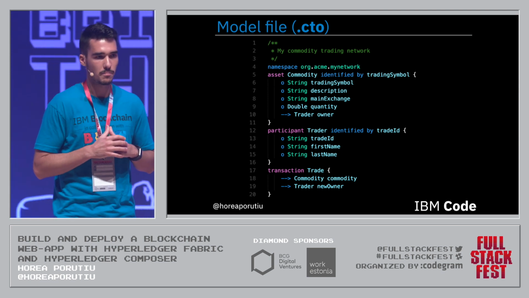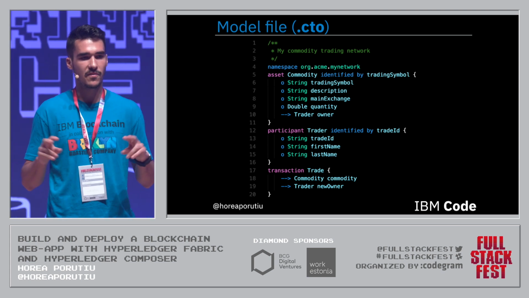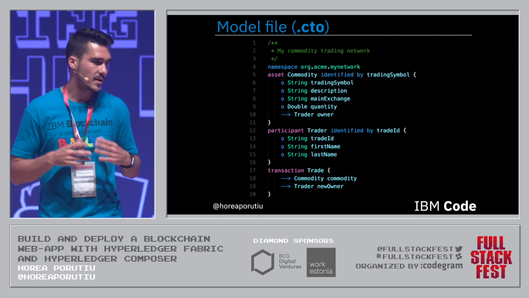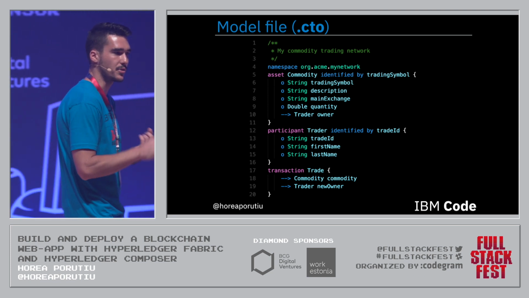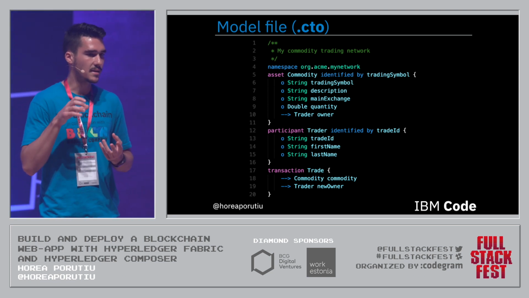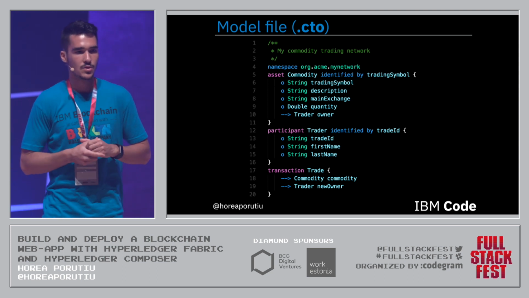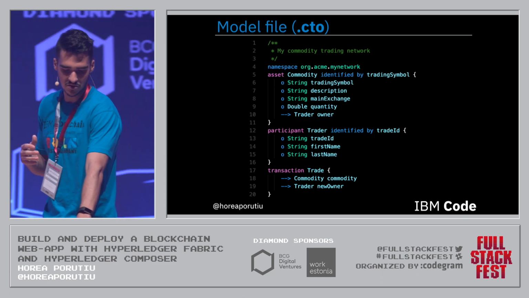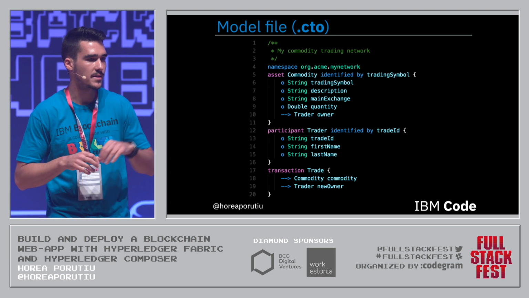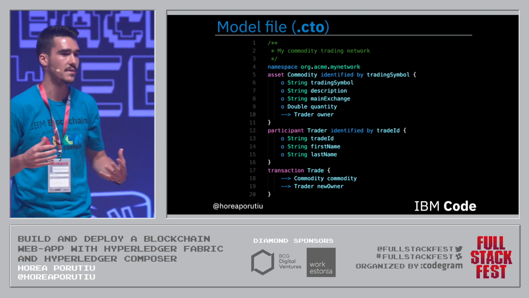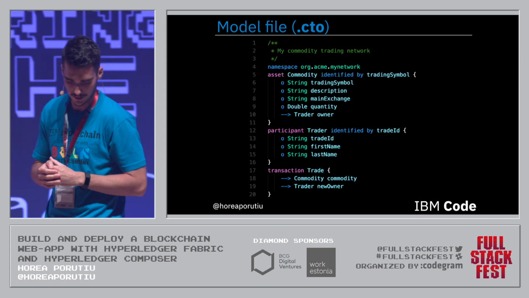So again, we have our asset. Under that, we define our participant. So we have this trader, and you see here we have this identified by. A lot of times when you're working with blockchain, you'll want to query a particular participant or an asset and see exactly what has happened to this asset as it has moved along the blockchain. To do that, you have this unique identifier, this trade ID, and you can query by this trade ID and then see what has happened to this asset as it goes across the blockchain. And I can show you that in a little bit here.